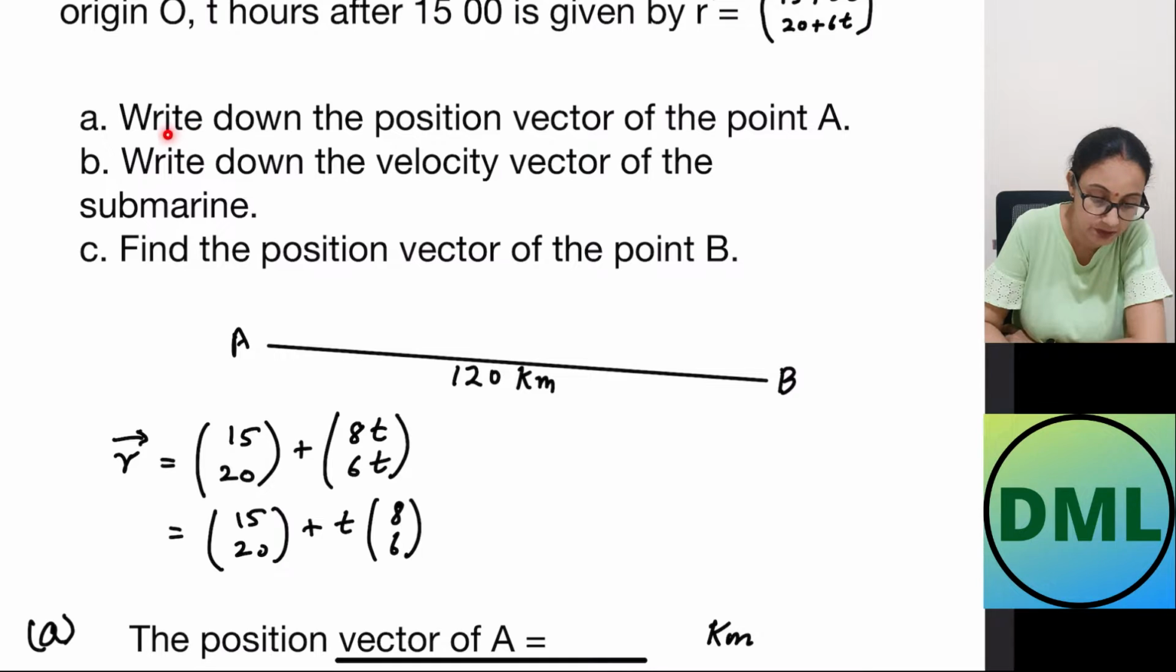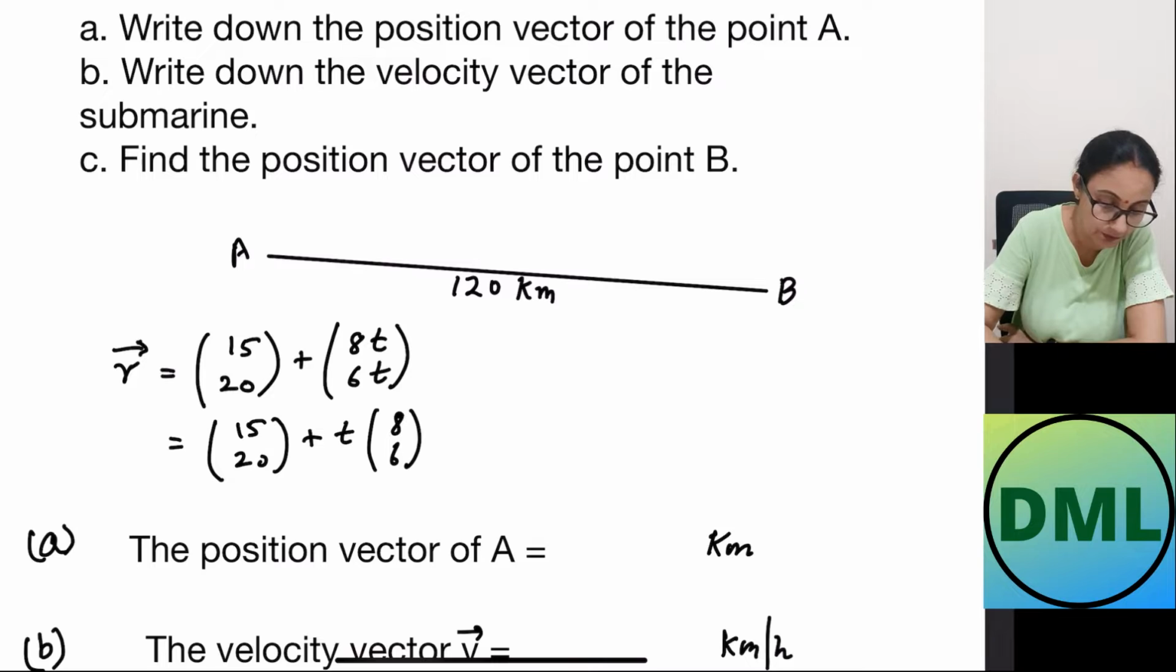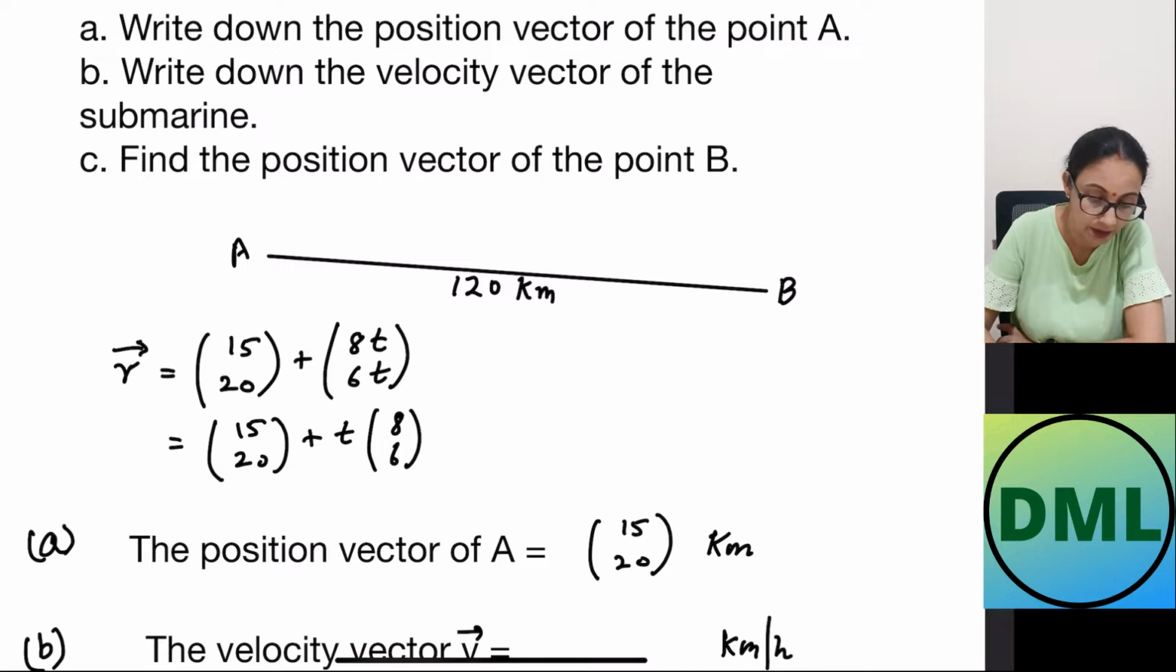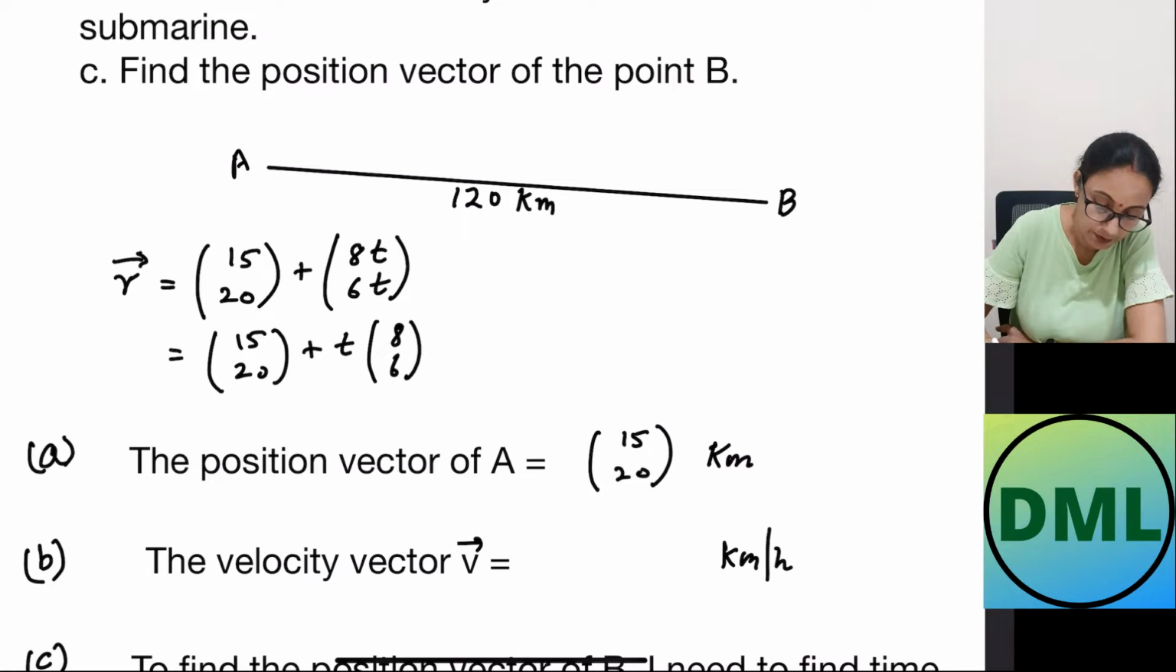So our first question is the position vector of the point A. The starting position is (15, 20). So the position vector of A will be given by (15, 20). That will be your answer in kilometers. Now I need to find out the velocity vector. As you know, this is our velocity vector. So the velocity vector will be equal to (8, 6) kilometers per hour.